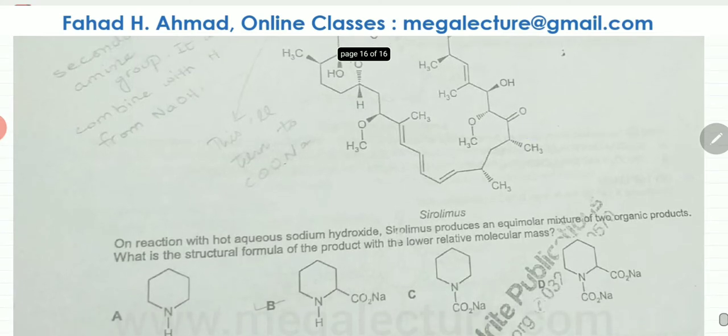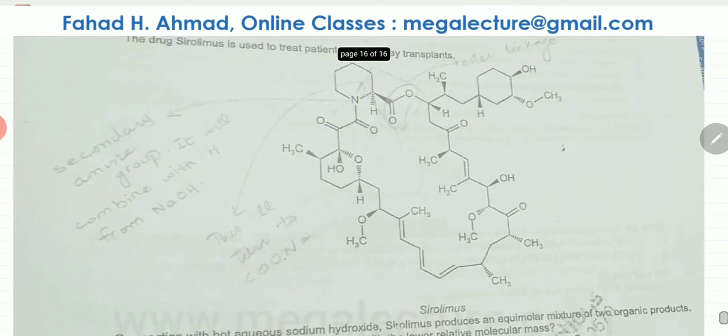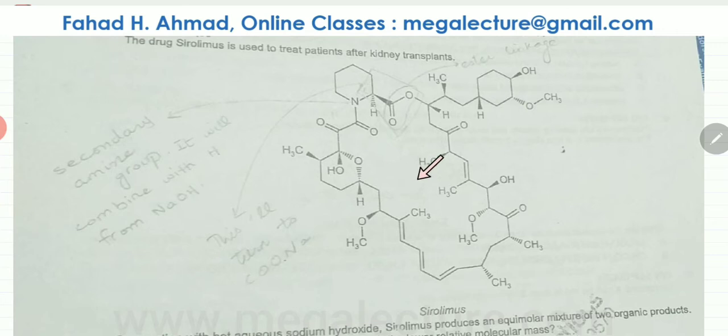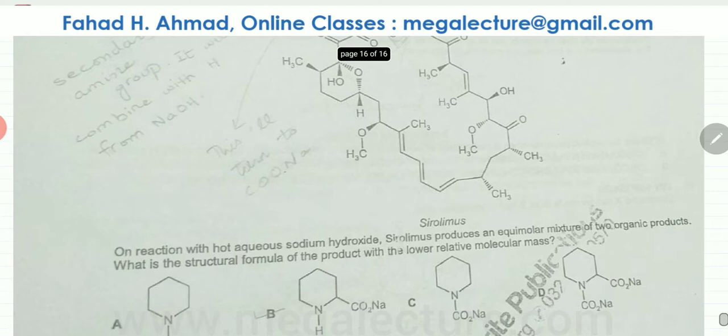So this complicated molecule, it states, on reaction with hot aqueous NaOH, sirolimus produces an equimolar mixture of two organic products. What is the structural formula of the product with the lower relative molecular mass, the smaller molecule? So he's saying that this compound breaks down when it reacts with NaOH, and it produces two molecules in equimolar ratio, which means that it breaks down equally. And he's asking you for the smaller molecule, the smaller product that is produced.